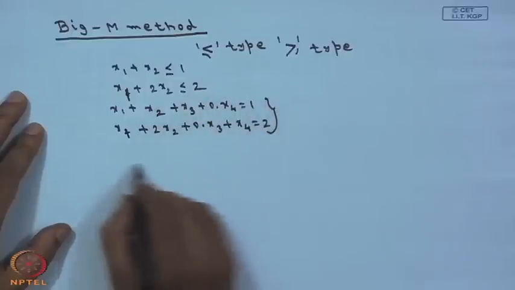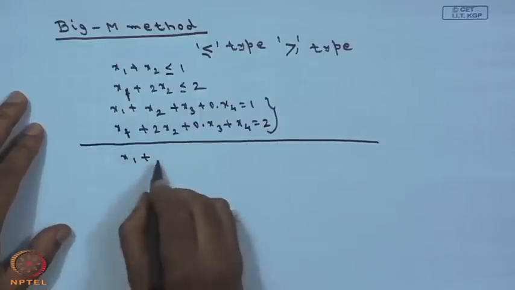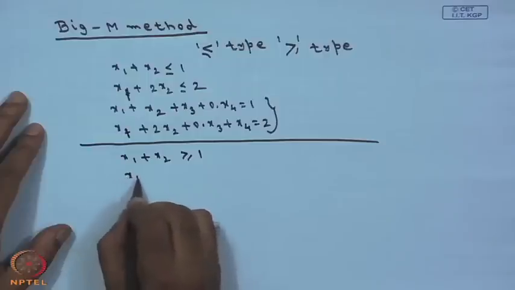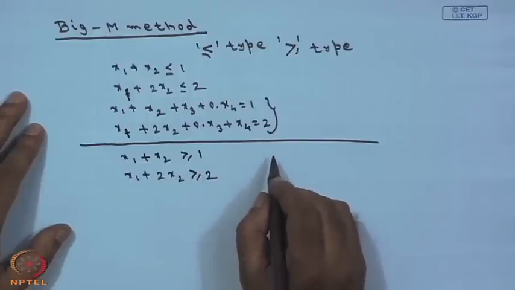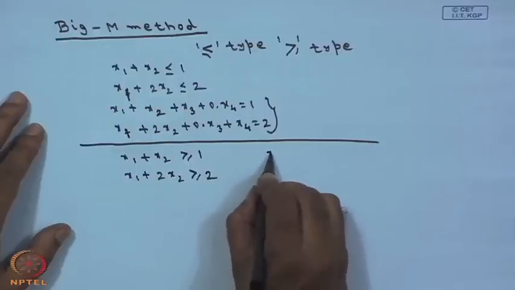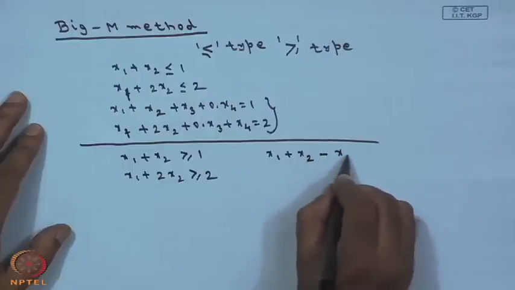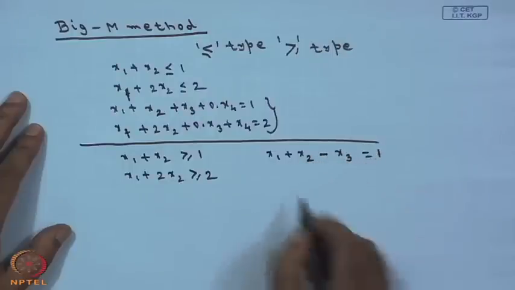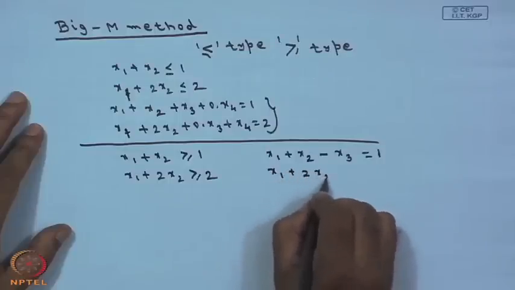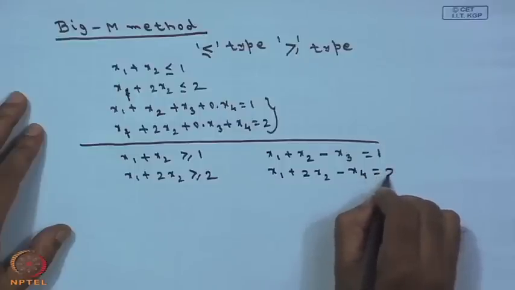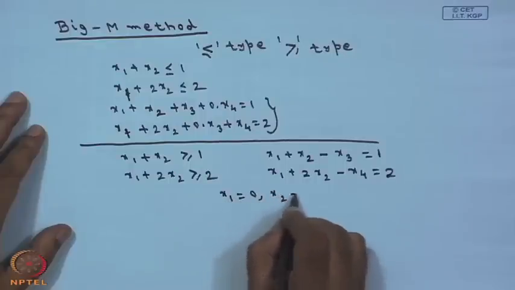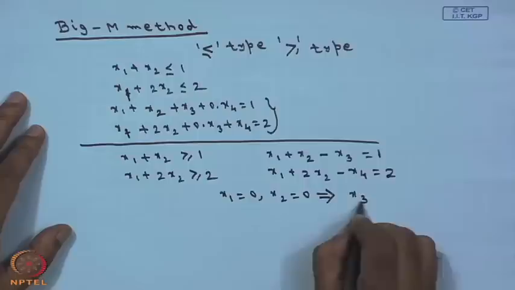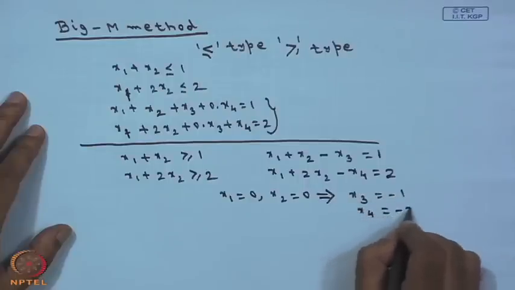Now, the same problem, if I write it like this: x1 plus x2 greater than or equal to 1 and x1 plus 2x2 greater than or equal to 2. In this case, as we told earlier, we have to subtract a surplus variable to make it an equality. I will write x1 plus x2 minus x3 equals 1 and x1 plus 2x2 minus x4 equals 2. Do you see what the problem is? If I make x1 equals 0 and x2 equals 0, I obtain x3 equals minus 1 and x4 equals minus 2.